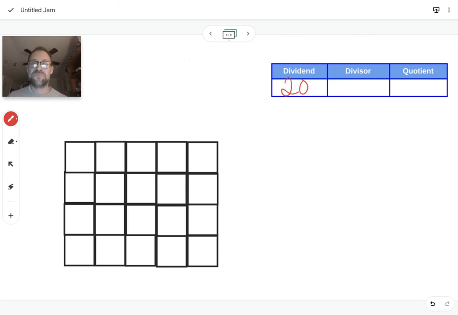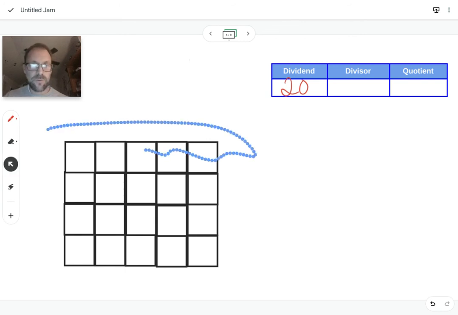Okay, welcome back. Now, some of you might have said, let's go ahead and make 4 equal groups, right? 1 group, 2 groups, 3 groups, 4 equal groups. Some of you might have said, oh, no, I want to make 5 groups. 1, 2, 3, 4, 5 groups. Well, either way, you would have been correct. We can do both, right? So let's start with the 4 groups, okay?